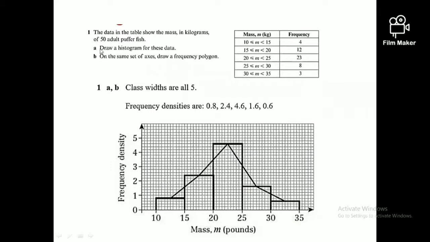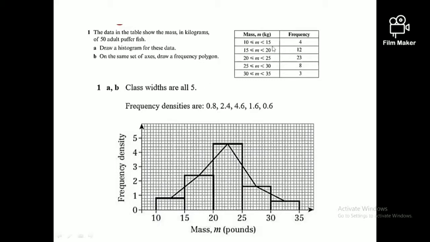Then they ask to draw a histogram for this data. When you draw a histogram, first make sure whether these class widths are the same. If the class widths are the same, you can mark the class width over here, and you can straightforwardly mark the frequency on the y-axis. But if the class widths are not similar, you cannot draw the frequency on your y-axis. Instead, you have to mark the frequency density on your y-axis.